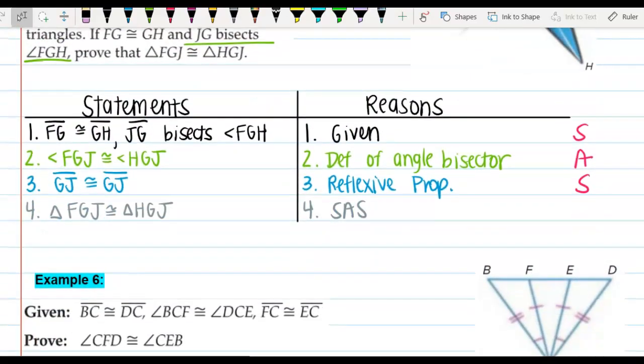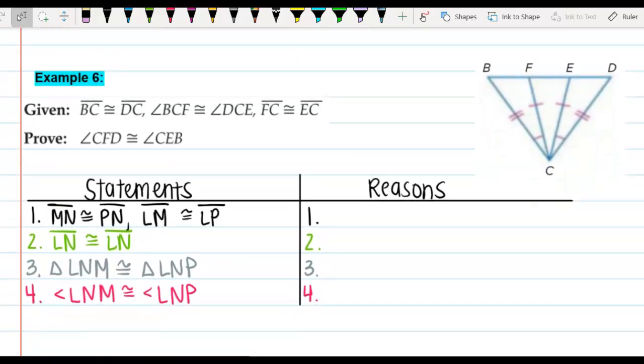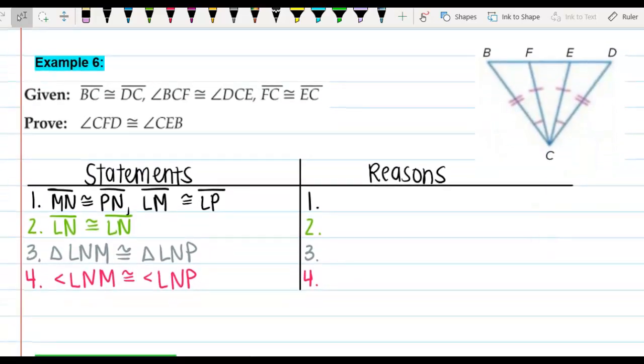Oh, sorry, I forgot. We have one last thing to go over. We don't really have to go over the proof, but you can. This would be given LN congruent to LN without even looking at the picture. We can say this is reflexive. And then I don't even remember why these are congruent. Oh, we would have side, side, side.